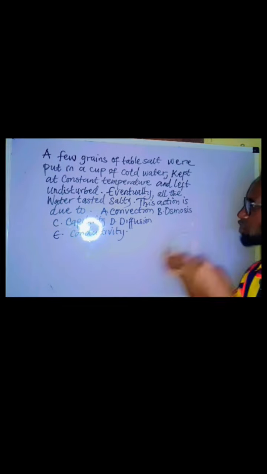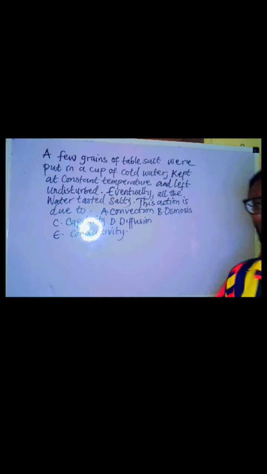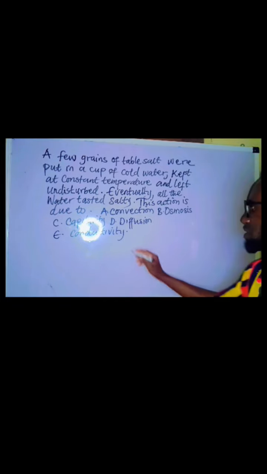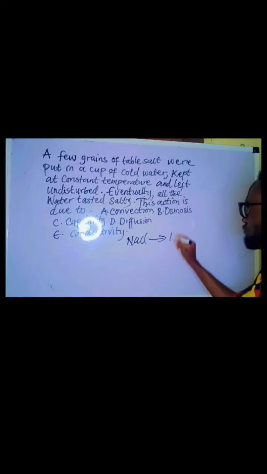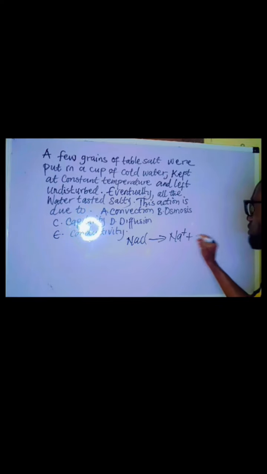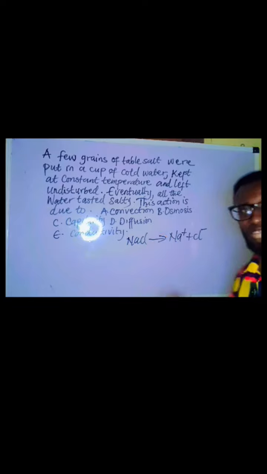At a point, the salt grains will dissolve, breaking into ions. Remember, this is sodium chloride, which is a common salt we use at home. It will dissolve, or dissociate, to give you sodium ion plus chloride ion. So these ions will now move randomly. They will move randomly through the liquid due to kinetic energy.